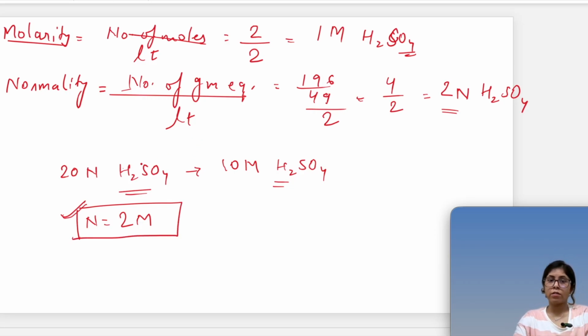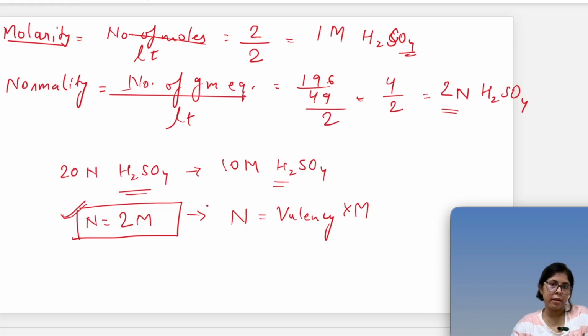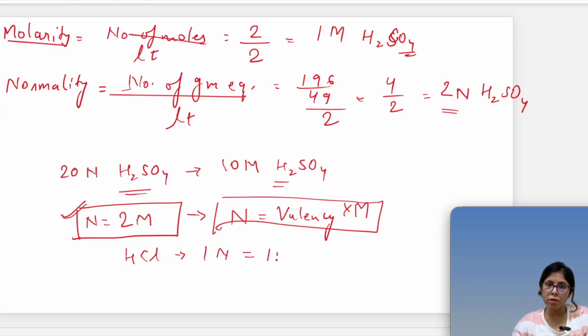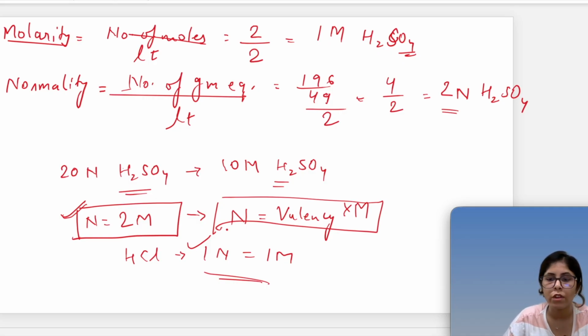This is for the valency too. So in general, normality is nothing but valency into molarity. This is the general relation. That means if I have HCl, one normal HCl is equal to 1 molar HCl because the valency is 1. So this is how we calculate the basic gram equivalence, normality, molarity. These are the basic terms, right?